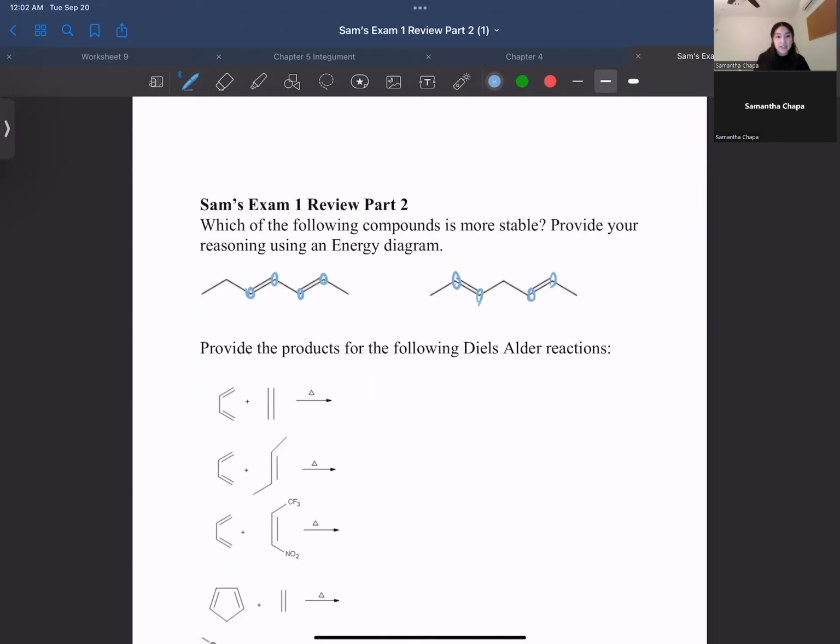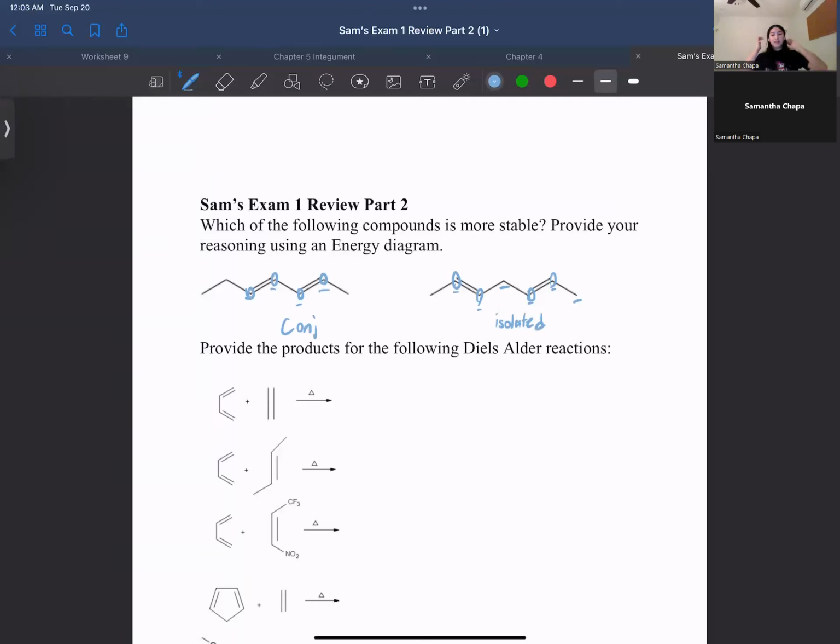Okay, so conjugation again is at least 3 consecutive sp2 atoms. So we have 1, 2, 3, 4. This one is conjugated. On this one, we have 1, 2, skipping a carbon, so that's not consecutive conjugation. And again, we have 1, 2, skipping a carbon, so no conjugation on this one. When your compound doesn't have conjugation, it's called isolated.